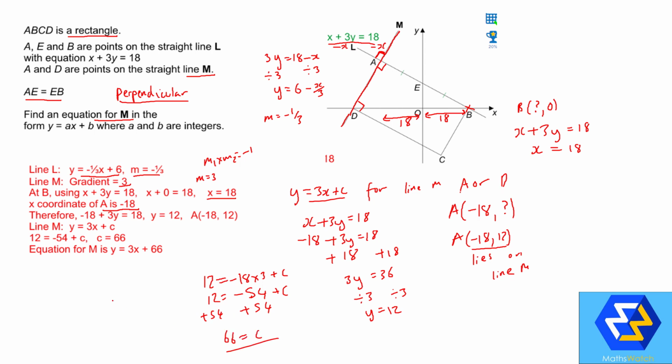Now we're almost done. This is going to be worth 4 or 5 marks in your exam. So you've got y equals 3x plus 66, which explains this working out here. If you understood some of that, fantastic work, really good, well done.